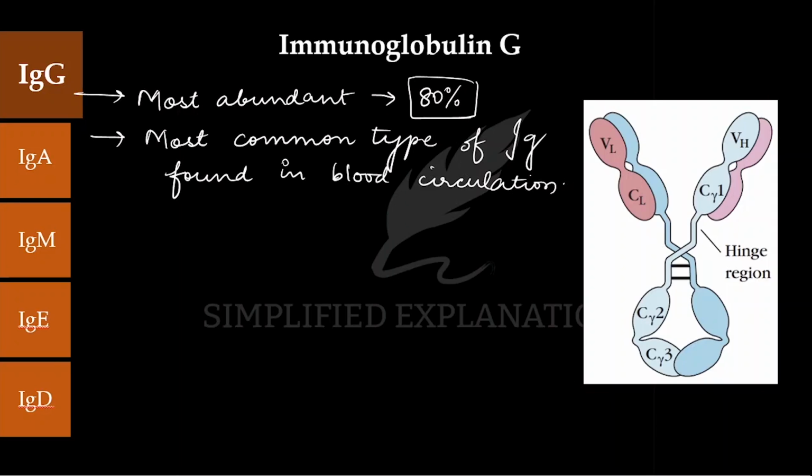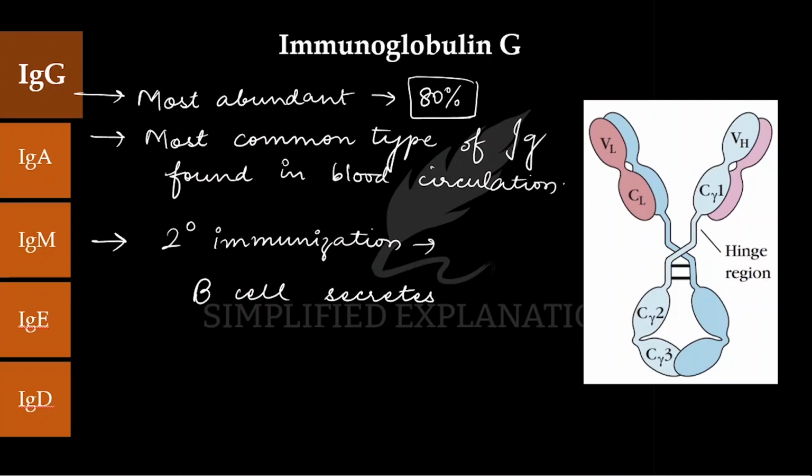And IgG is produced when there is a secondary immunization. The B cells will secrete predominantly IgG. So this was the brief about the IgG.